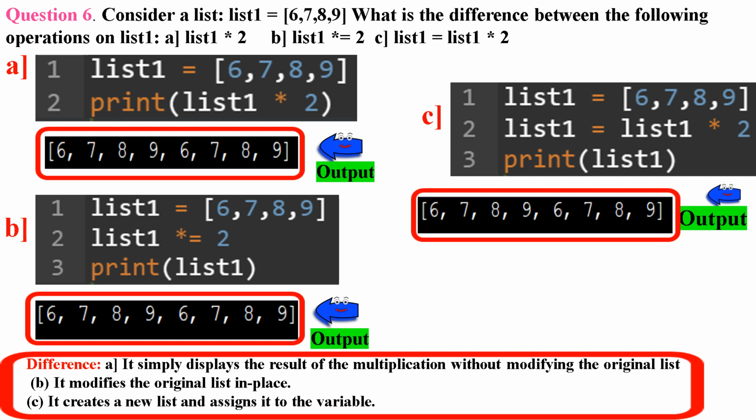This is different from the list1 *= 2 operation, which performs an in-place multiplication and modifies the existing list. So the output after printing the updated list1 is a list containing elements 6, 7, 8, 9, 6, 7, 8, 9. So what's the difference between these 3 subdivisions? Subdivision A code simply displays the result of the multiplication without modifying the original list. Subdivision B code modifies the original list in place, and subdivision C code creates a new list and assigns it to the variable.